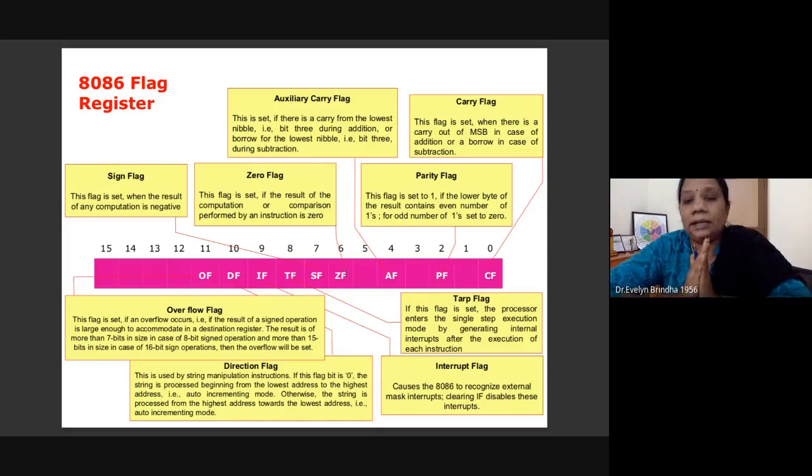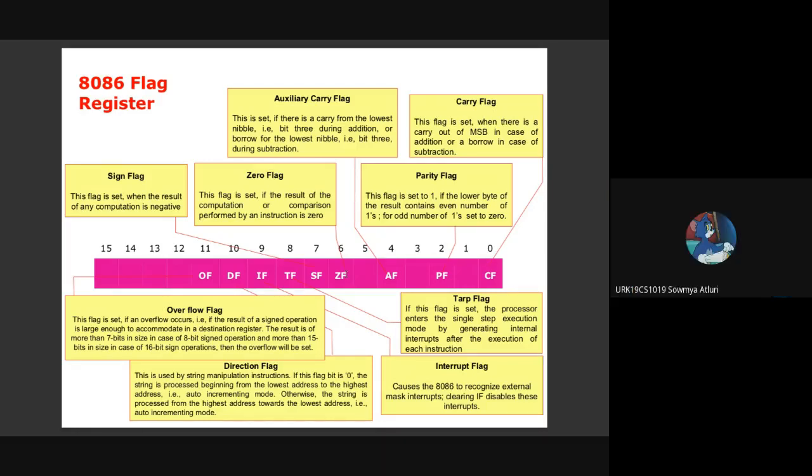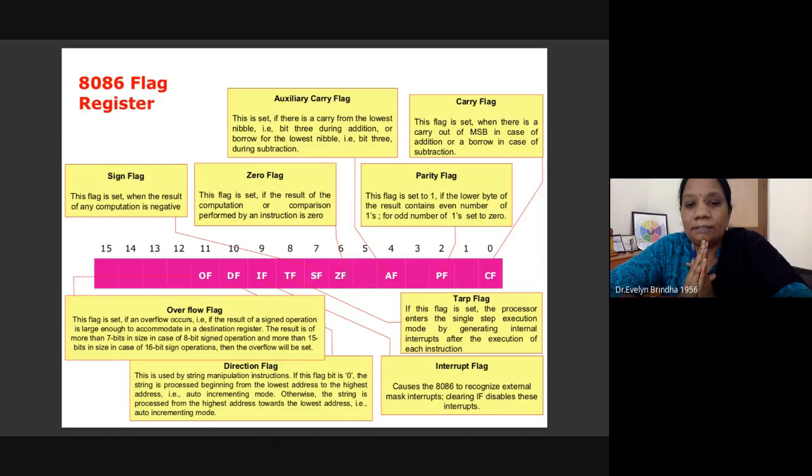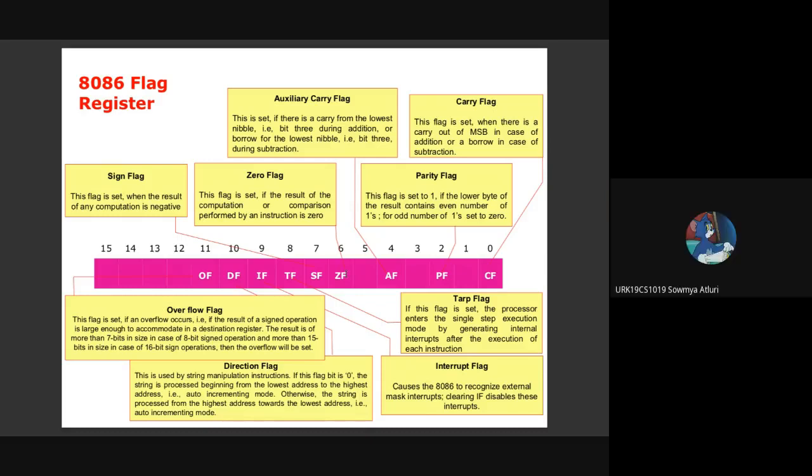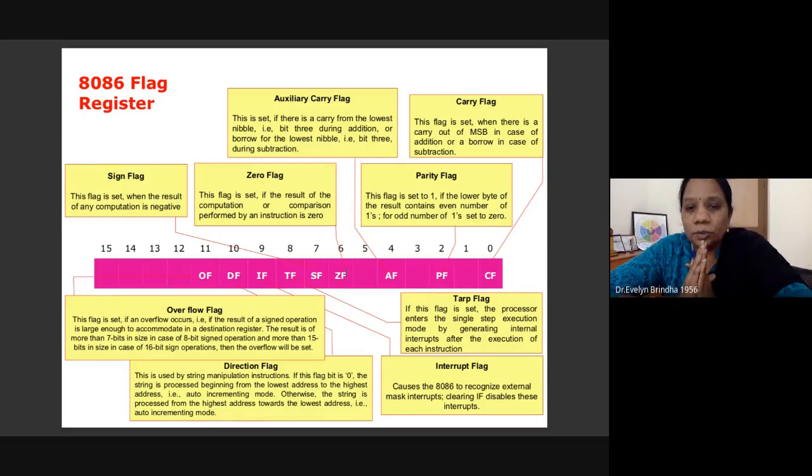Hey, please think and tell me. If A is greater than B, will A minus B end in positive or negative? Positive. So automatically my sign flag will be 0, right? If A minus B ends in negative, that means A is less than B. You understood? So with a combination of the zero flag and the sign flag, you will be able to compare any two numbers.